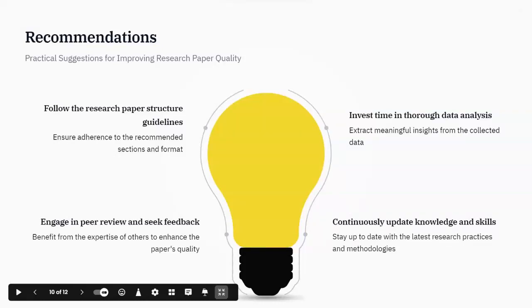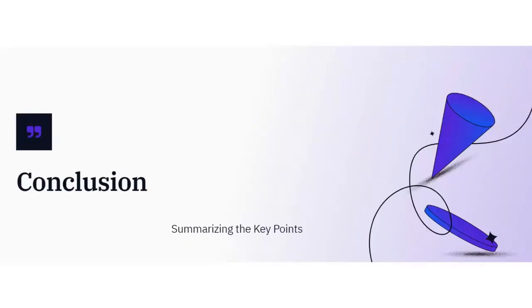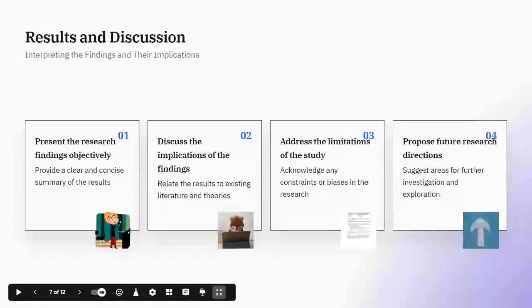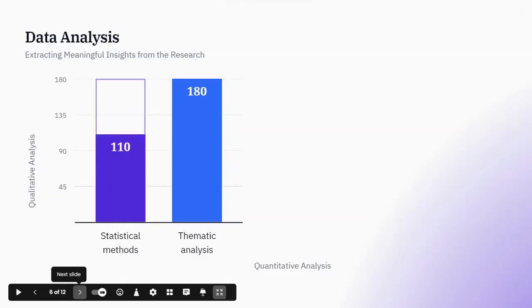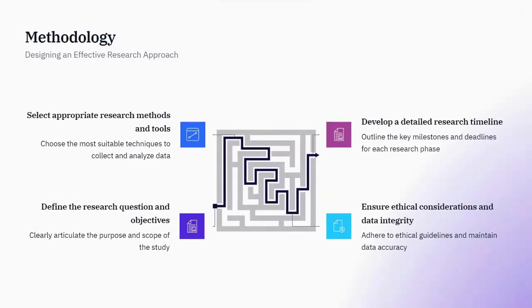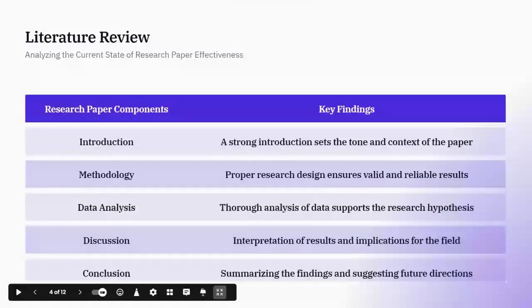Format is important. Engage in peer review and seek feedback. There's no shame in asking your teacher, your brother, uncle, your peers how you're going to go about your research. You always look for feedback. Feedback is important. Invest time in thorough data analysis, and extract meaningful insights from the collected data. Right? Conclusion: summarizing the key points. Now, result discussions. What do you include in result discussions here? We need to present findings objectively, discuss implications, and address the limitations. Limitations is very important because research cannot be ongoing for the whole life. It has to have limitations of the study. Right? Then data analysis. Methodology. Right? Okay. Literature review. Research paper components. Right? Right, guys?